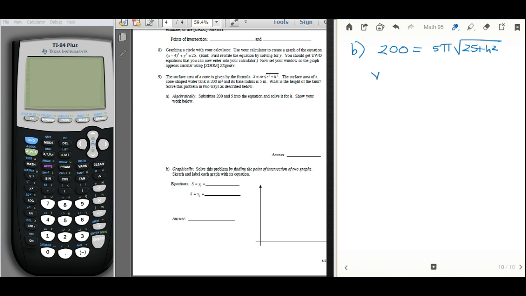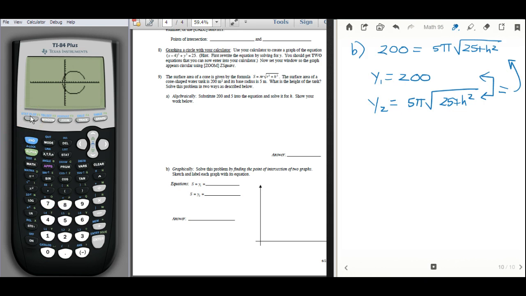So I'm looking for where, for example, y1 is 200 and y2 is the right side, 5 pi square root 25 plus h squared. I'm really looking for where these two equations equal each other. Right? Where these two equations equal each other, that gives me the above equation. So if I graph each of these two things and then figure out where their intersection point is, then I've solved the first equation. Okay, so let's go ahead and clear out our circles from before.